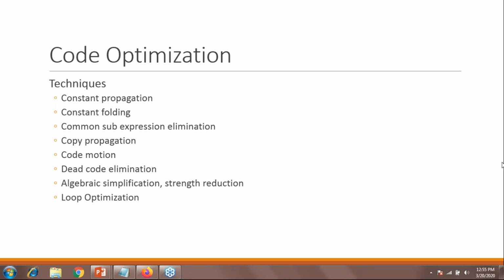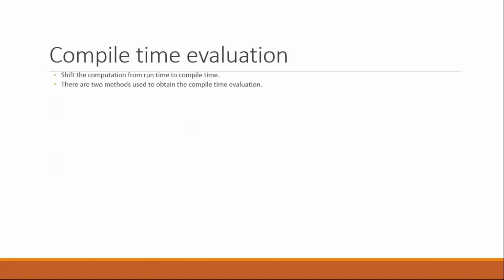Okay, so let's start with the code optimization techniques. The first technique is compile time evaluation. What is the compile time evaluation technique? It contains two major methodologies: the folding methodology and the second one is the constant propagation technique. Before we proceed with those processes, let's see what compile time evaluation is. We just shift our computation from runtime to compile time.